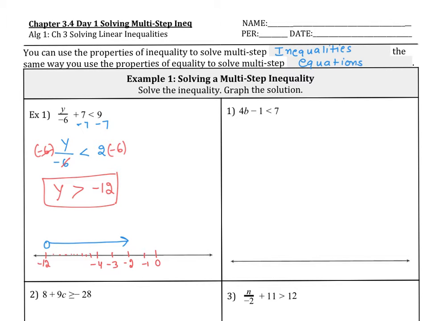Now for number 1, you're going to add 1 on both sides. So you get 4b less than 8. You're going to divide by 4 on both sides to get b by itself. And in this case, you're only dividing by a positive number, so there is no change in the inequality. The number line is easy for this one because it's just 2. On top of 2, you're going to make an open circle, and since b is less than, it's going to go to the negative side of the number line.